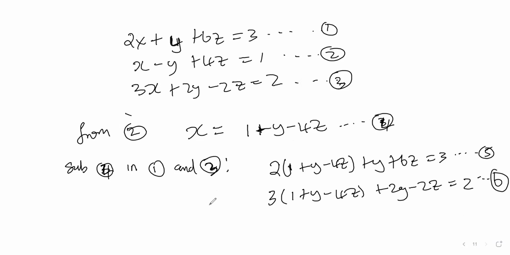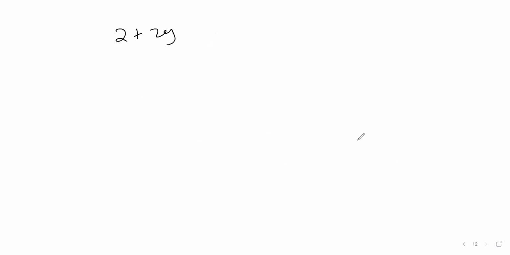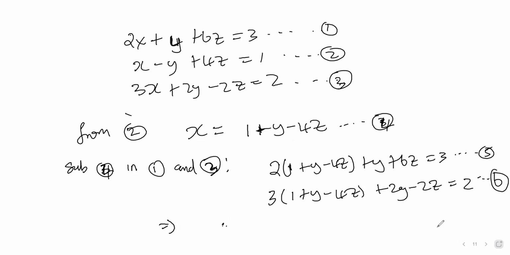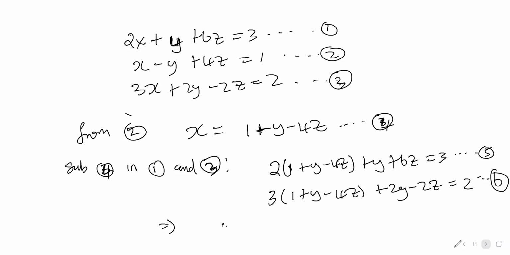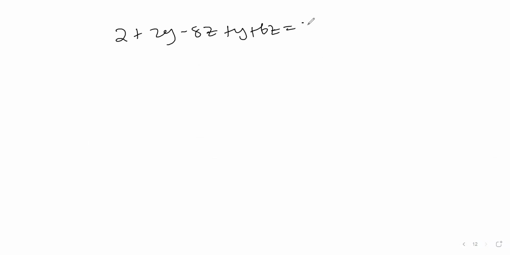So we can expand them. Equation 5 will become 2 plus 2y minus 8z plus y plus 6z equals 3, which we add like terms. 2y plus y is 3y. Negative 8z plus 6z is negative 2z. Then move the 2 to that side, 3 minus 2 is 1. So that will be my equation 5.